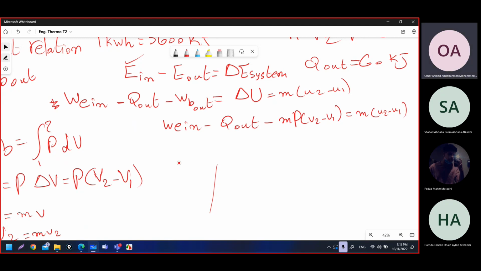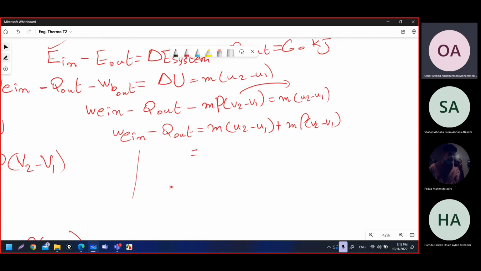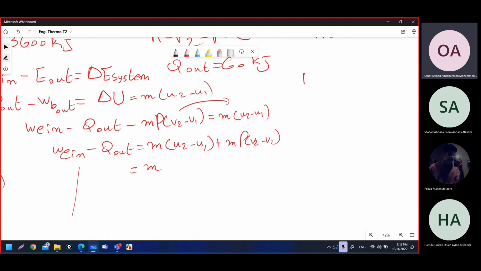Now I will move this one to the other side. So W_in minus Q_out will equal m(u2 minus u1) plus m(Pv2 minus Pv1). I can take the mass as a common factor from the right side. And if you remember, the enthalpy is equal to u plus Pv, with small v, okay?